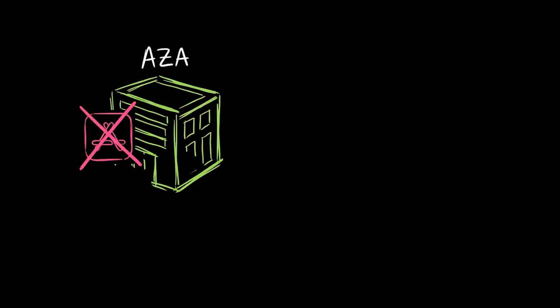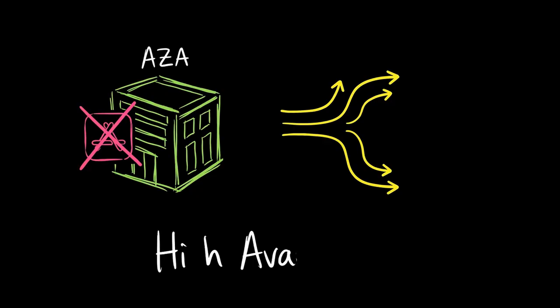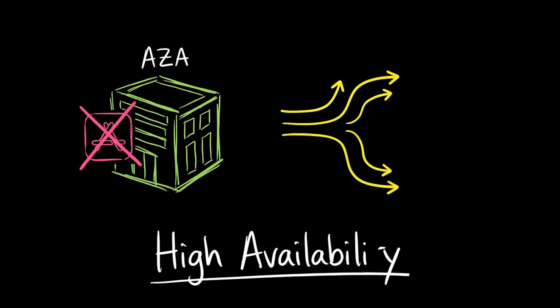Imagine AZA goes dark. If your application only lives there, it's offline. But if your application is spread across AZA, AZB, and AZC, traffic can automatically shift away from the failed zone. From the user's perspective, the app keeps working. This is one of the most important ideas in AWS, and it shows up constantly on exams. High availability in AWS comes from using multiple availability zones, not from buying bigger servers.